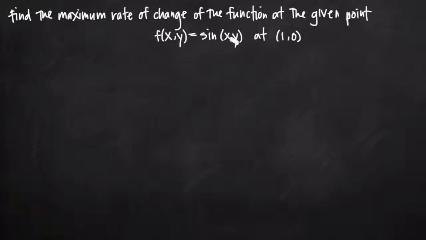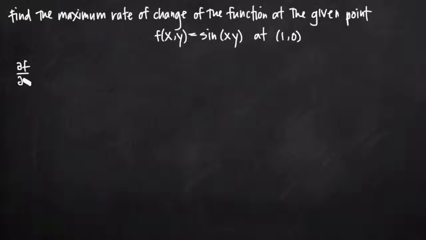The reason we do it in that order is because maximum rate of change is always going to occur in the direction of the gradient vector. So if we have the gradient vector first, it'll make it easier for us to find maximum rate of change. So in order to find the gradient vector, the first thing we're going to do is find the partial derivatives of f with respect to x and y.